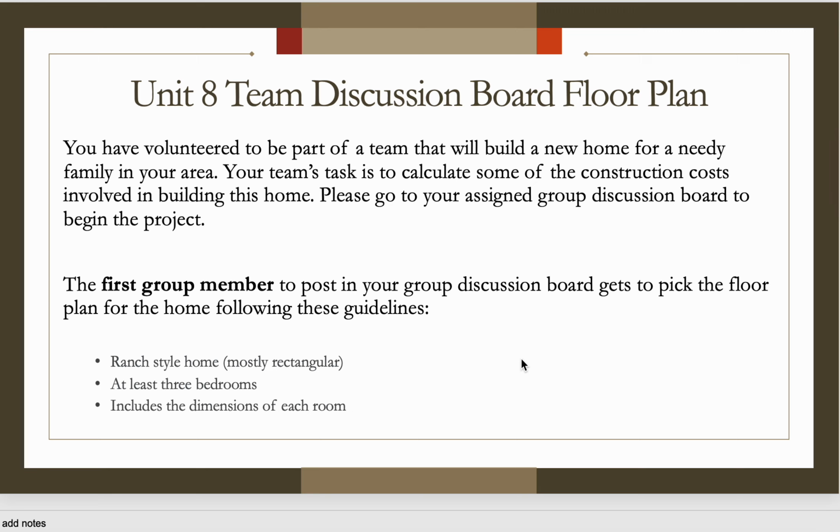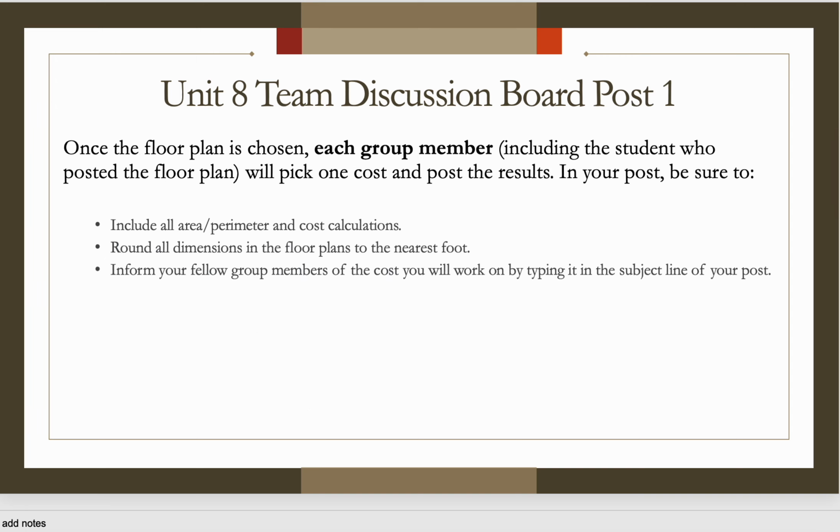So person 1, you find the floor plan, you make sure it meets all the criteria, and you post the link to your floor plan in the discussion. From there, we're going to have different tasks for each group member, including the person who posted the floor plan. So you're going to pick one cost and post the results.